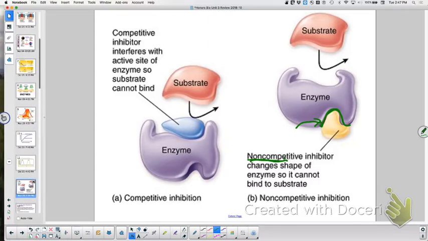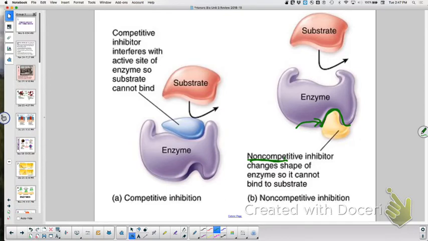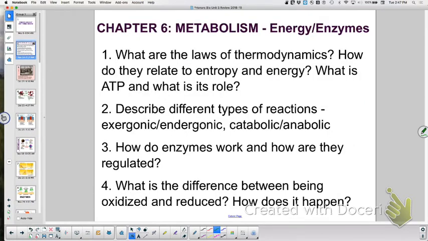Let's make sure we hit everything on there. Exergonic, endergonic, how do enzymes work? How are they regulated? Oh, oxidized versus reduced. Okay, oxidized versus reduced. Let's make a little chart for that. That'll help us with that.